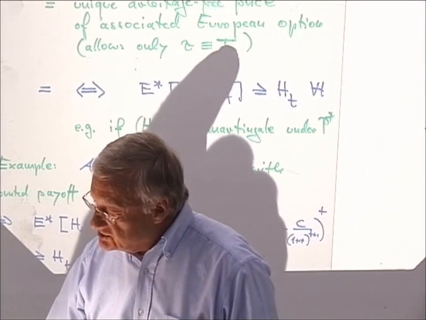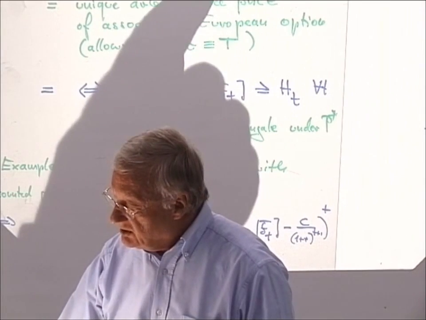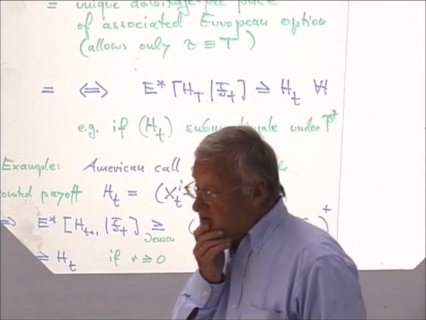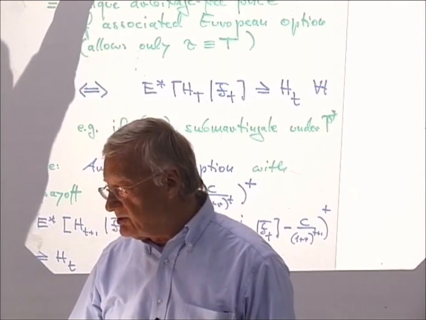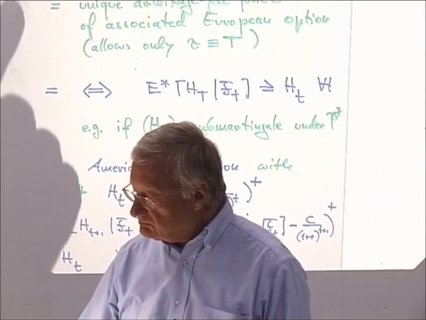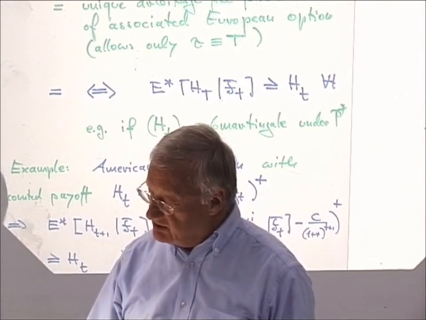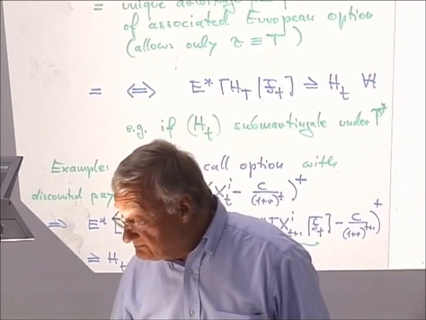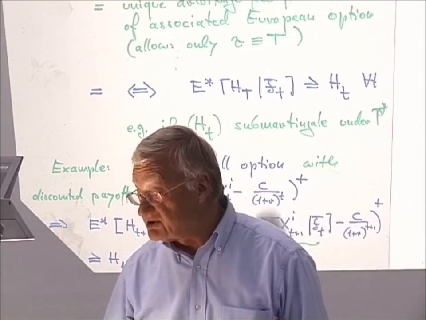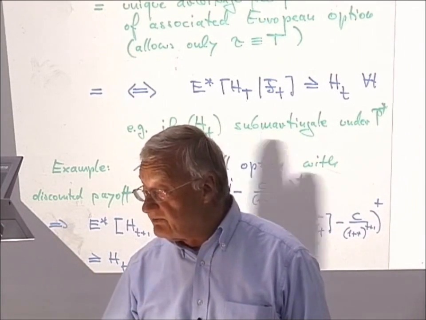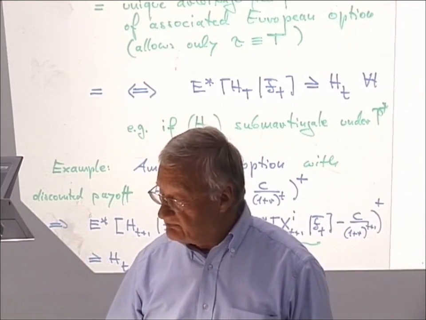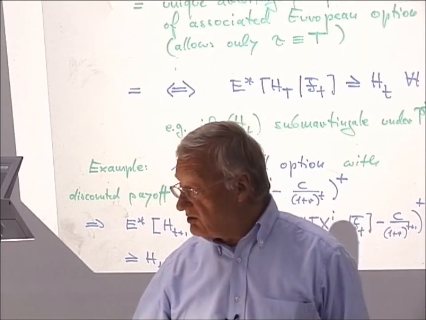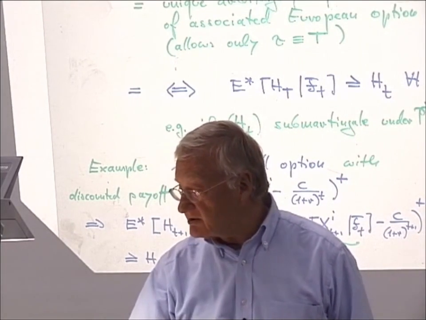If we compare it to the associated European option, where exercise is only allowed at the final time, big T, then this would be the unique arbitrage-free price at time T. And this, by the supermartingale property of the Snell envelope, is always above. It would be equal if we would happen to have this property under the equivalent martingale measure. For example, if H_T is a submartingale under P star. One example is the American call option of that type. Say a call option on the ith asset.